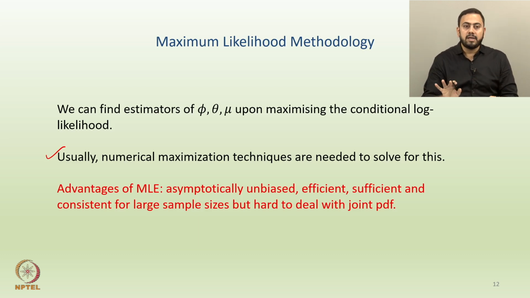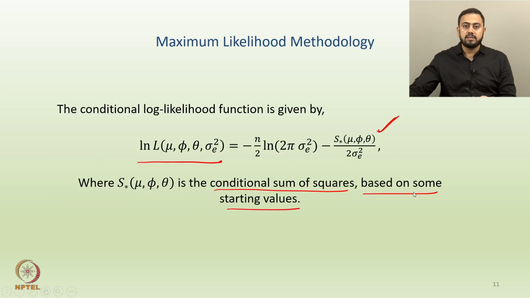And the moment you apply some numerical maximization technique, you are required to feed the algorithm with some starting values, okay. And hence if you go back a slide, then we have this conditional sum of squares, because these are conditioned upon what starting values you feed the algorithm with. Hopefully this idea is clear.